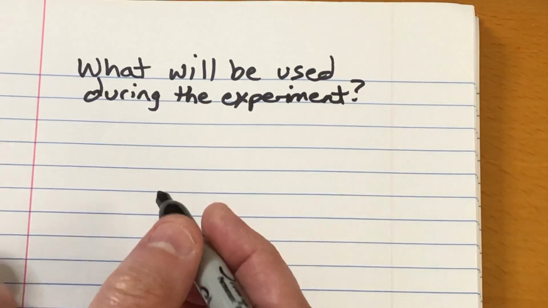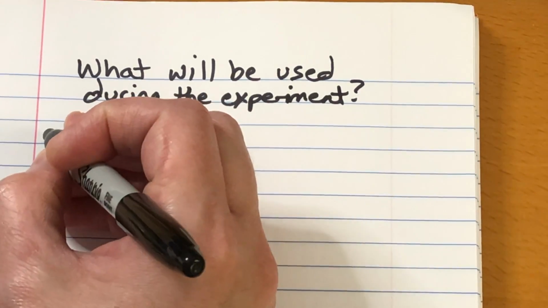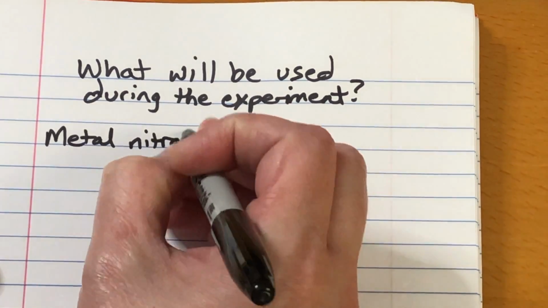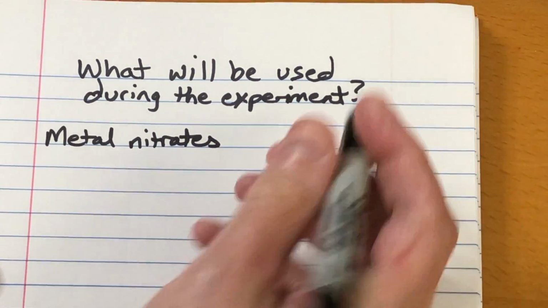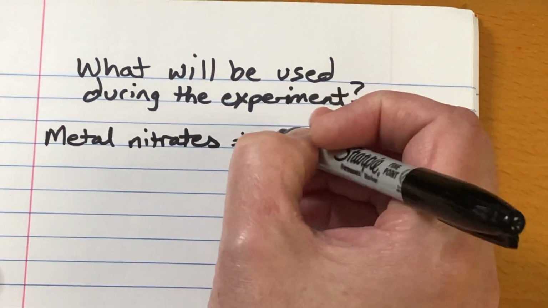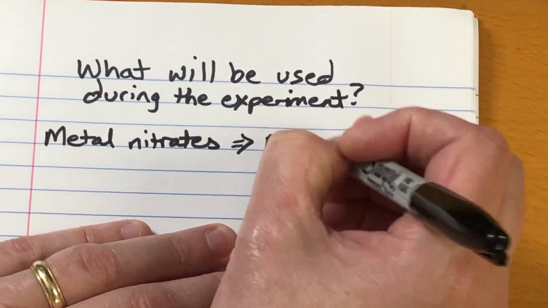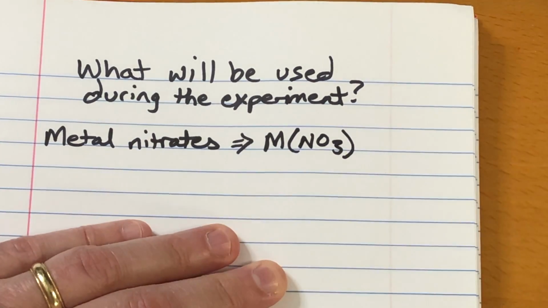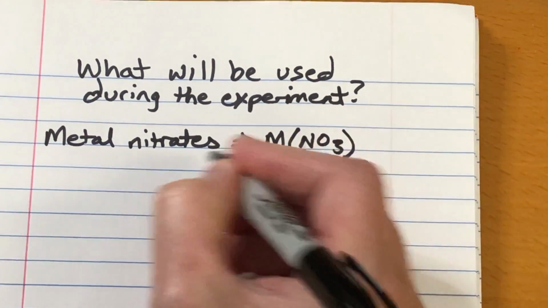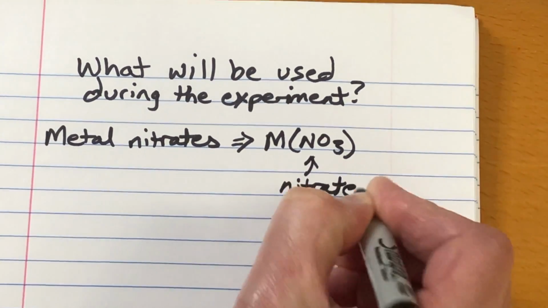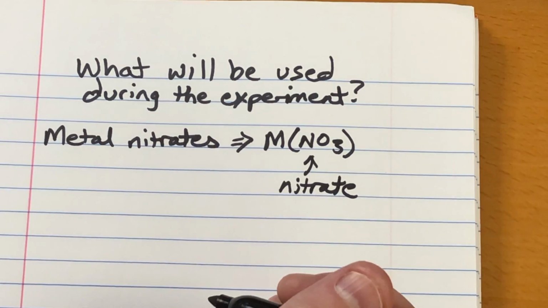Okay, we will be using these substances called metal nitrates. Now, metal nitrates are solutions that are metal that have a nitrate ion attached to it. They have the generic formula MNO3, and the NO3 part is the nitrate. This is to make sure that everything stays dissolved in solution.